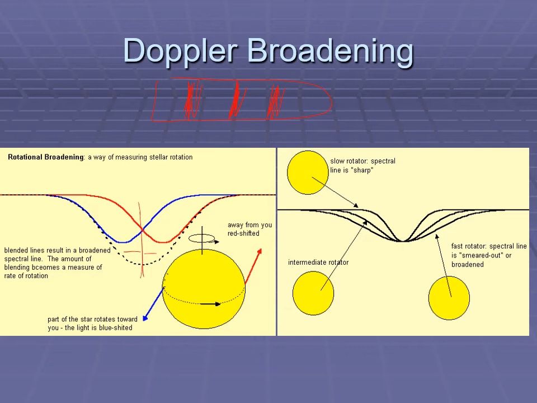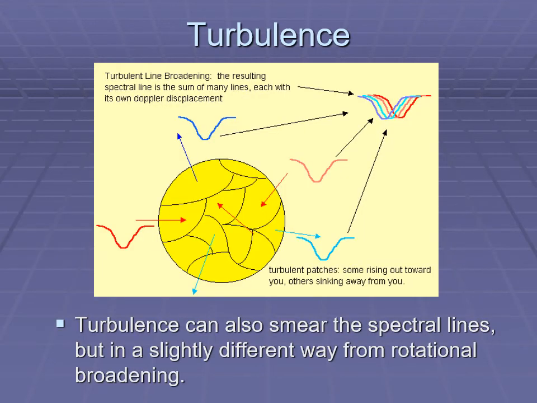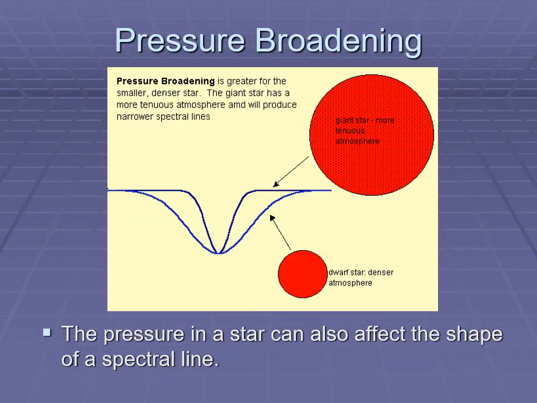So not only can you figure out what the star is made out of by the spectral lines, you can also figure out how much it's rotating. We can also figure out by the fattening of the spectral lines how much turbulence is in the star, because different parts of it are moving differently. And in fact, if the electrons bump into each other, that also changes the width of the spectral lines. So small stars have fatter spectral lines than big stars, because the atoms bump into each other more.